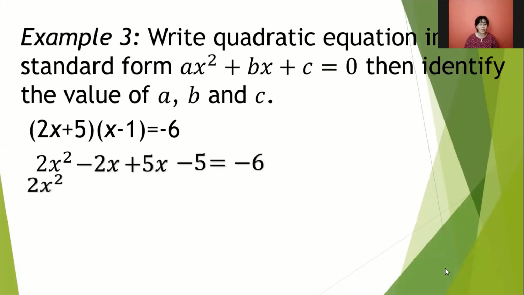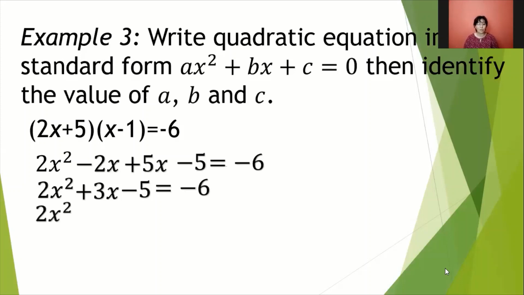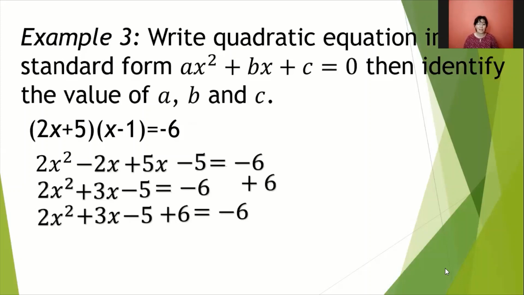Bring down 2x squared plus 3x minus 5. And then what happened to the negative 6? Using the axiom of addition or the addition property, it is 2x squared plus 3x minus 5 plus 6 is equal to negative 6 plus 6.